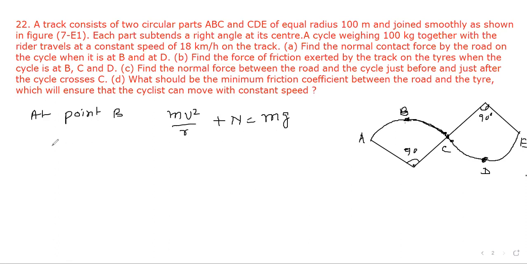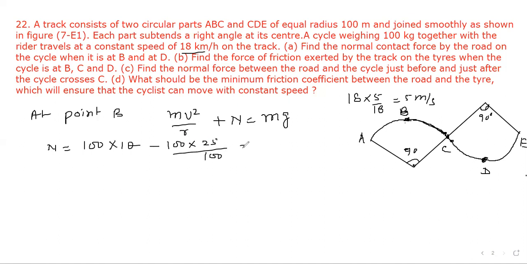Our concern is to get N, so N will be equal to mg, that is 100 into 10, minus mv square upon r: 100 into velocity, which is 18 kilometer per hour. So 18 into 5 by 18 will give 5 meters per second. So this will become 25 divided by radius, which is 100. So 1000 minus 25, which is 975 Newton.